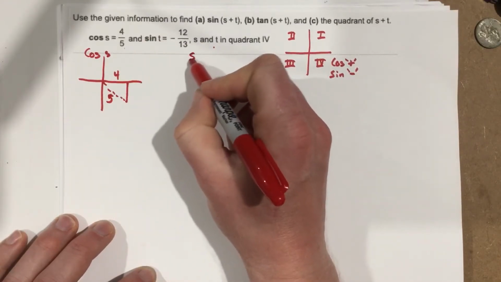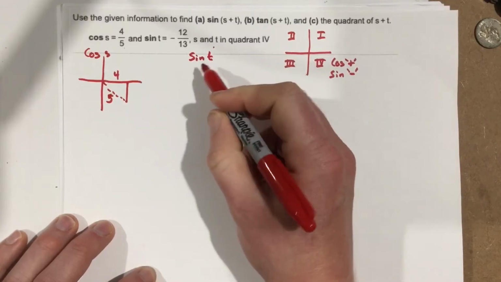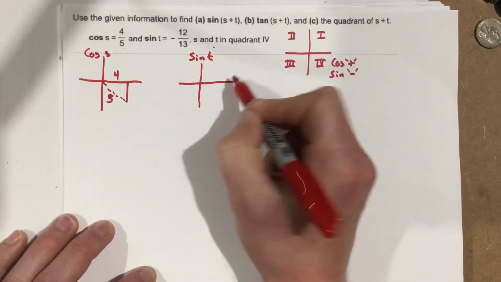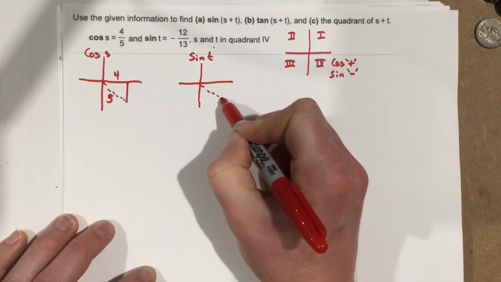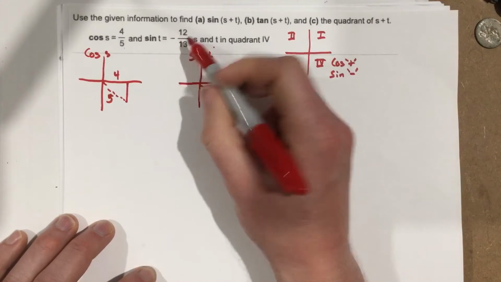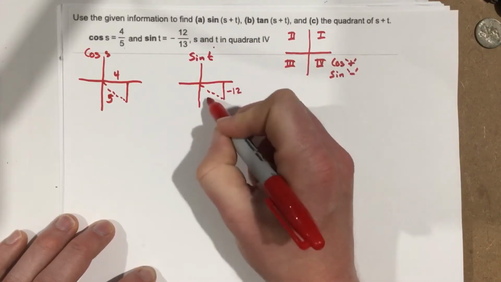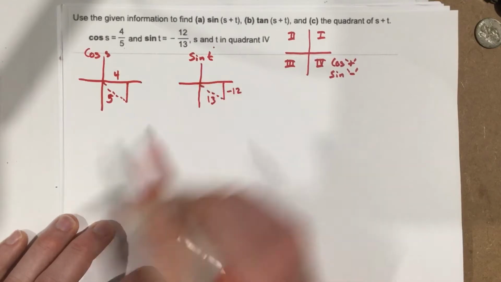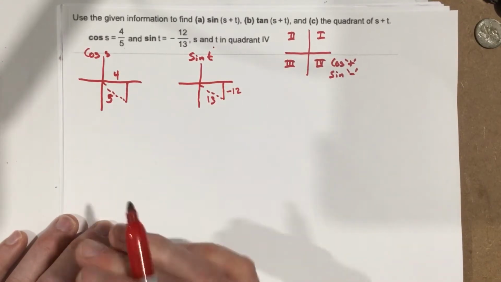So for sine t, we know that it's also in quadrant 4. It looks like this. It's negative 12 over 13, so it's negative 12, and this is 13. We don't know what the cosine portion of this is. So let's find those real quick.